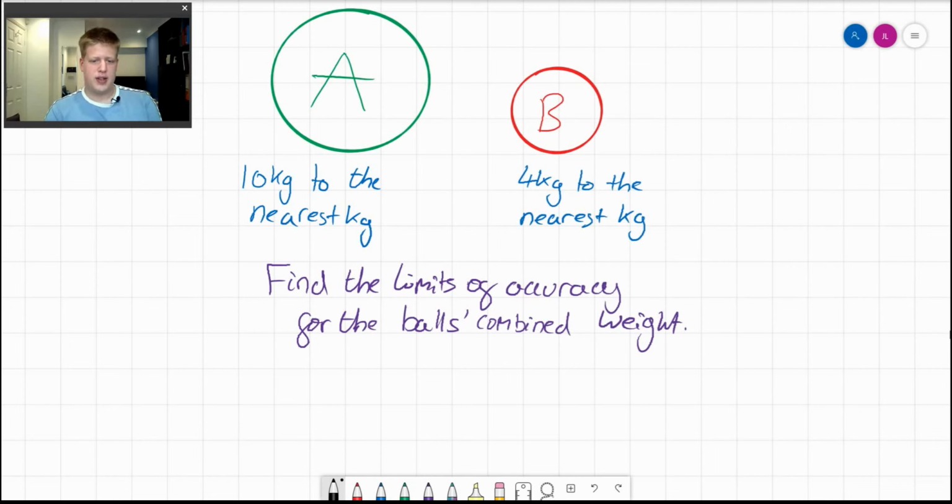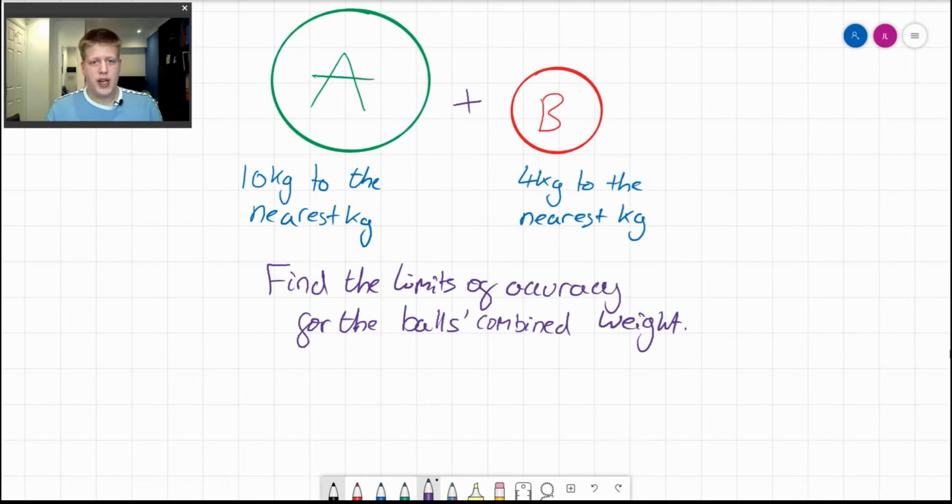So let's have a look at this question here. We have two balls, ball A and ball B. Ball A weighs 10 kilograms to the nearest kilogram, and ball B weighs 4 kilograms to the nearest kilogram. The question is to find the limits of accuracy for the balls' combined weight. So what does that mean? That means that if you took ball A, found its weight, and added it to ball B, what are the limits of accuracy for its weight?